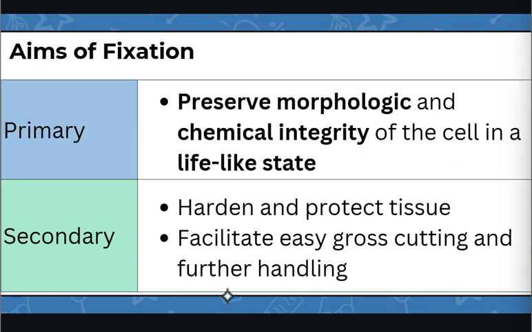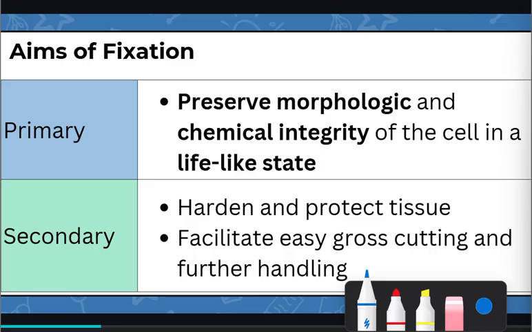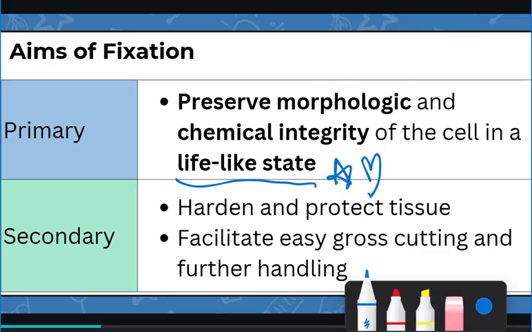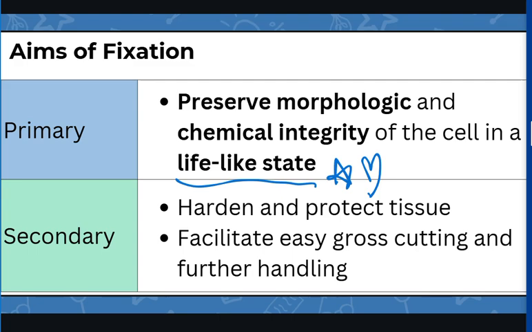So, class, the aims of fixation is what I've told you earlier. It is to preserve the morphology and the chemical integrity of the cell in a life-like state. Please, class, put a star, put a heart on these aims of fixation. Please take note of that. And the secondary one is to protect and harden the tissue, where it facilitates the easy cross-cutting and further handling of the sample. Again, first is morphology in a lifelike state, and secondary, it involves the protection and the hardening of the tissue.